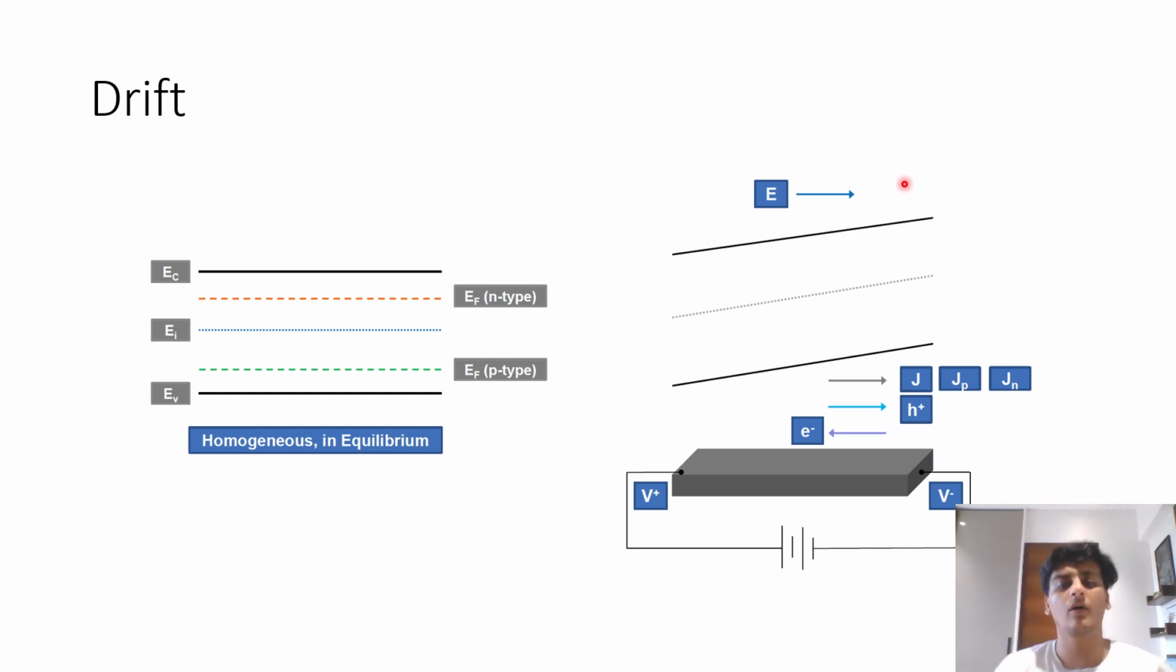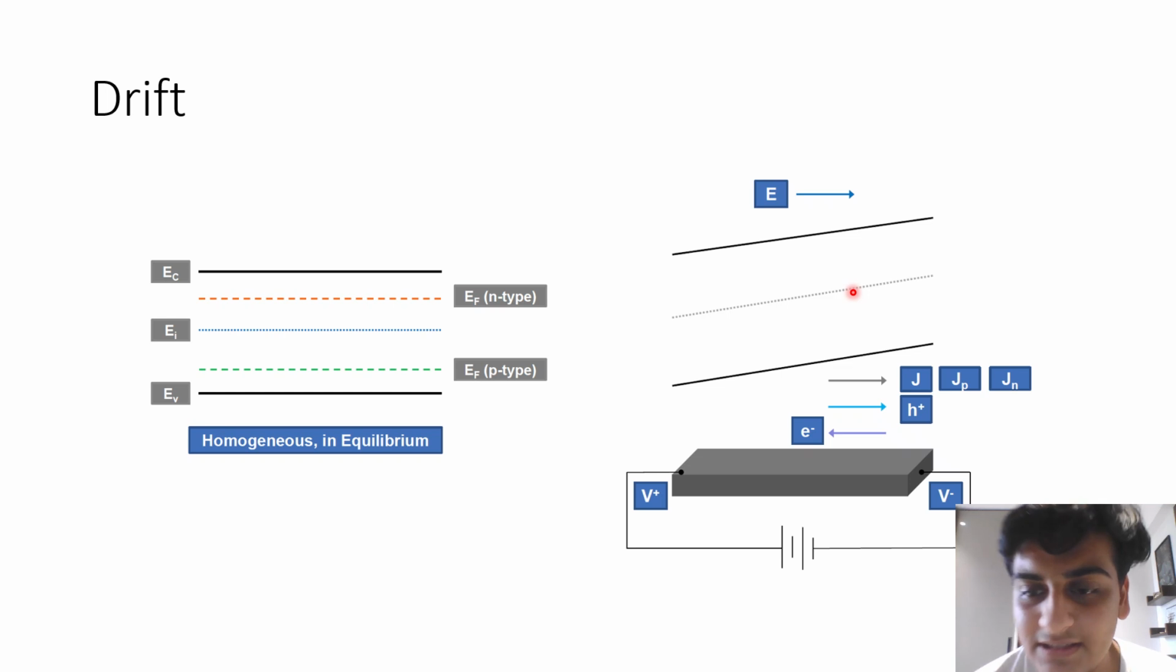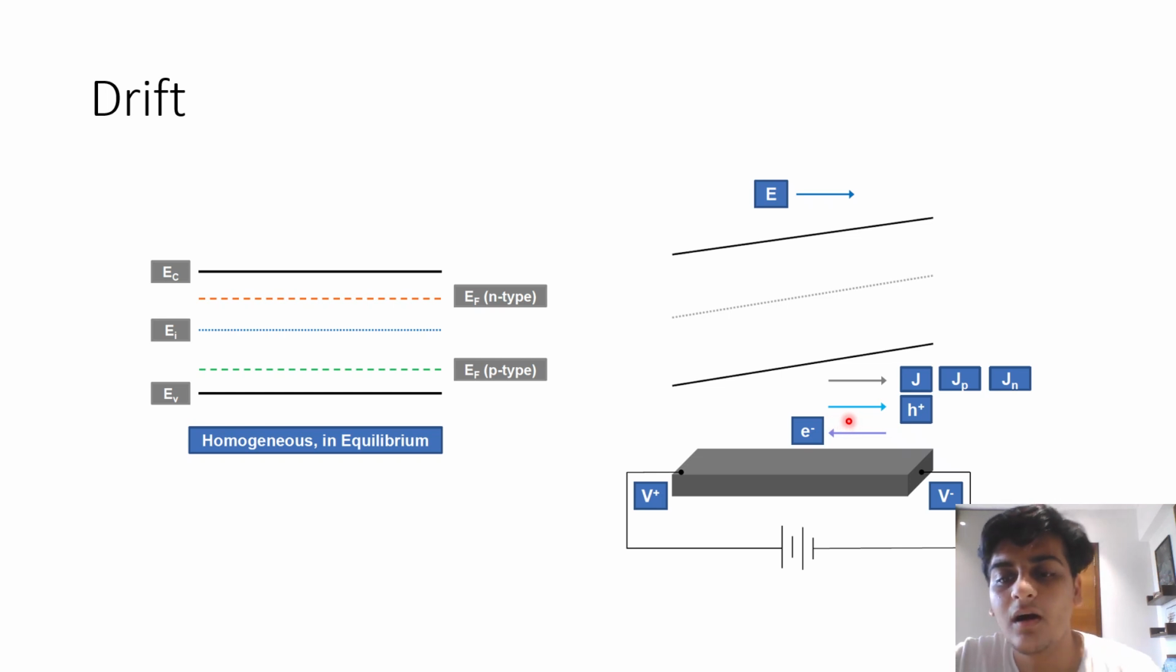So this is why all our bands slope upwards in the direction of the electric field, because they represent the energy of the electron. So the electron has a tendency to move from right to left, which means the energy at the left is low and the energy at the right is high. So this is how our bands change in this direction. This shows the flow of electrons from right to left.